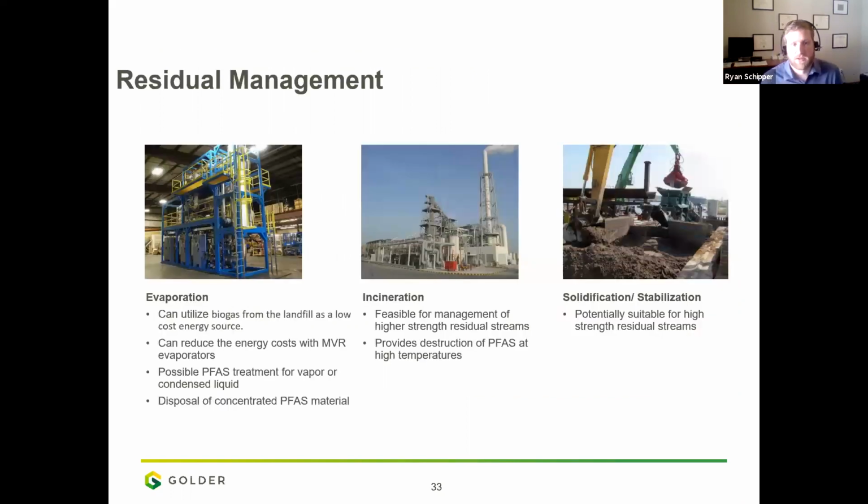So we've touched on several, and there are other emerging technologies, plasma and some of these other ones. Again, these are all pretty experimental at this point.